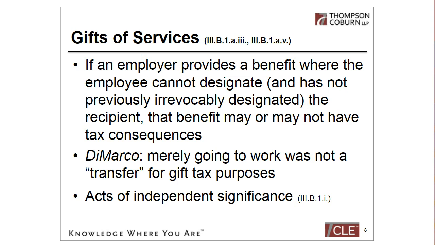He had no control over where the death benefit would get paid. He never did anything voluntary to make it be considered a transfer for gift tax purposes. Never exercised control over that situation. And this kind of harkens back to the idea of an act of independent significance. And you can see there's a parenthetical there in Roman numeral III, B, 1, and then I as a letter I in the alphabet.